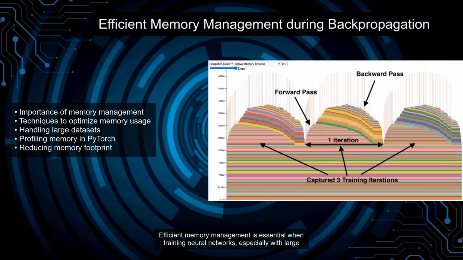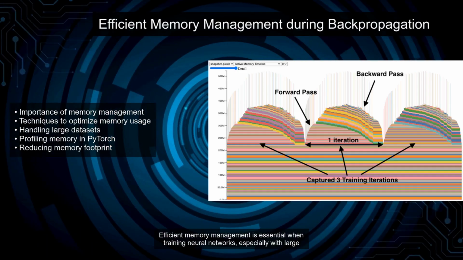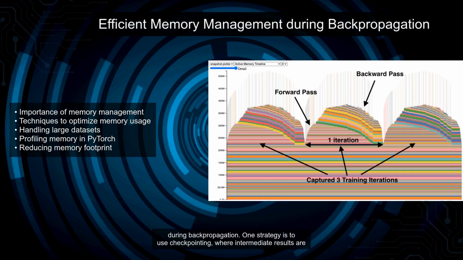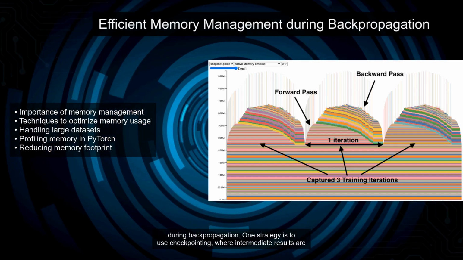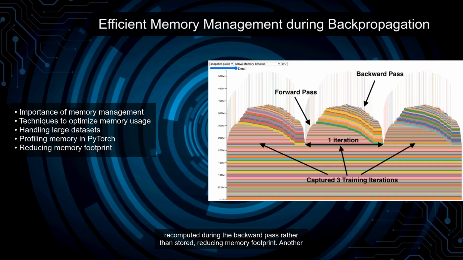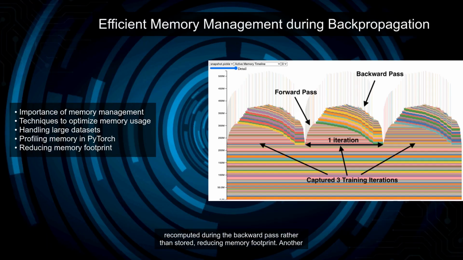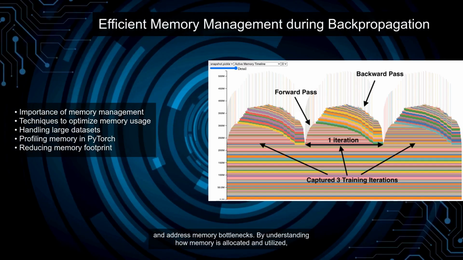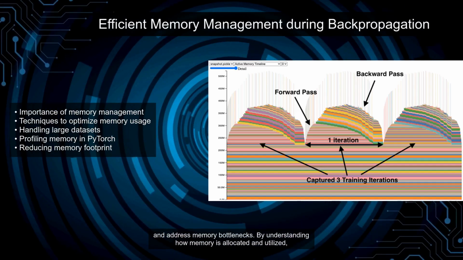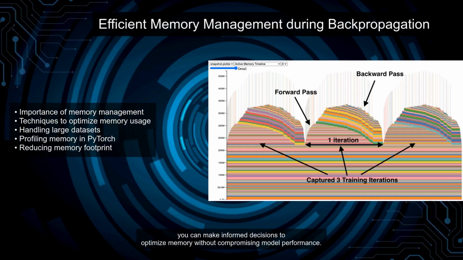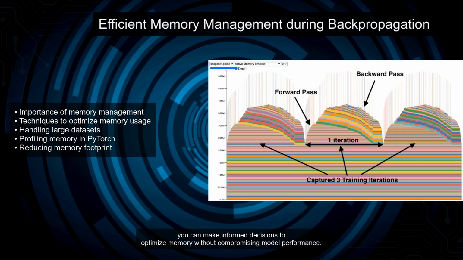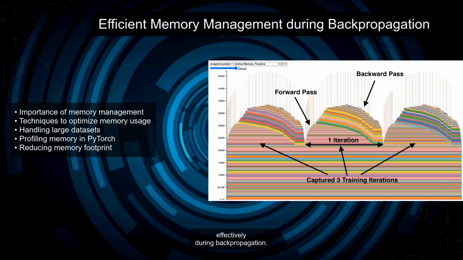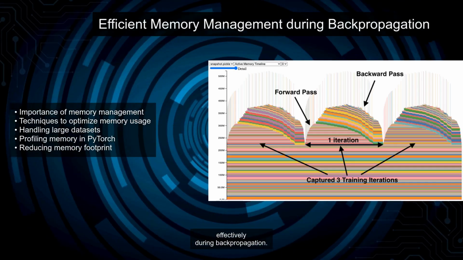Efficient memory management is essential when training neural networks, especially with large datasets and complex architectures. PyTorch provides several techniques to optimize memory usage during backpropagation. One strategy is to use checkpointing, where intermediate results are recomputed during the backward pass rather than stored, reducing memory footprint. Another approach is to profile memory usage using PyTorch's built-in tools to identify and address memory bottlenecks. By understanding how memory is allocated and utilized, you can make informed decisions to optimize memory without compromising model performance. We'll explore these techniques in detail, providing practical insights into managing memory effectively during backpropagation.